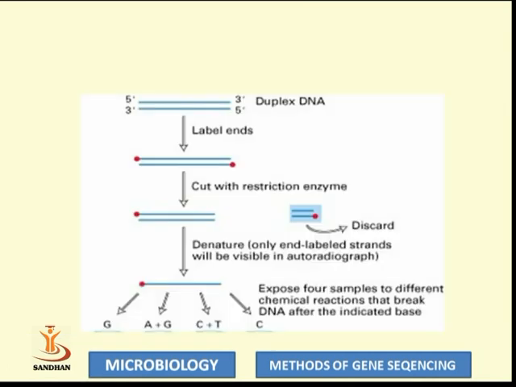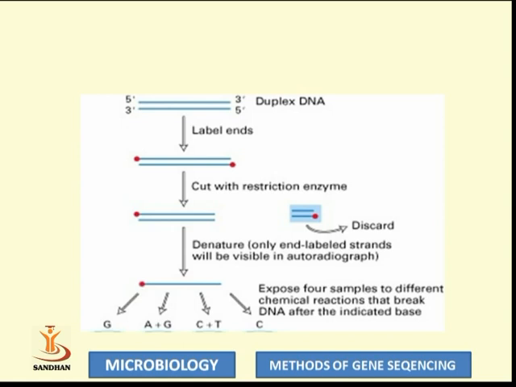So with this entire thing, if we observe the entire protocol, it would go like this. Whatever duplex DNA is there would first go for radiolabeling. After radiolabeling, that would be cut with a specific restriction enzyme, and after that it would be denatured, keeping only the end-labeled strand, and that would be visualized on autoradiography. So you can see that with the treatment we can have fragments which end either at G, or at A plus G, or at C plus T, or at C.